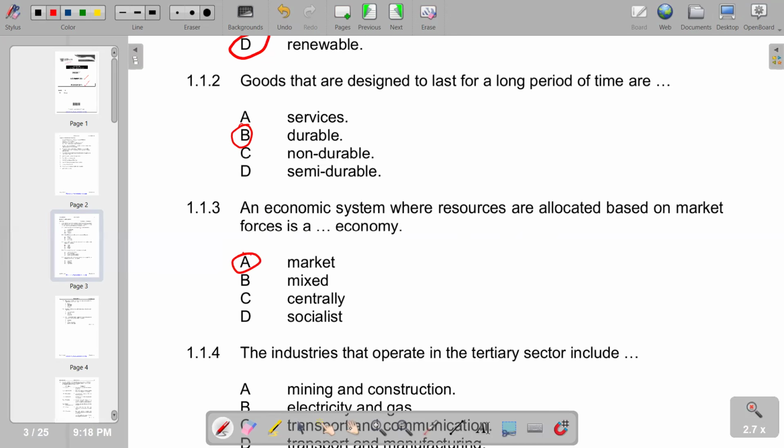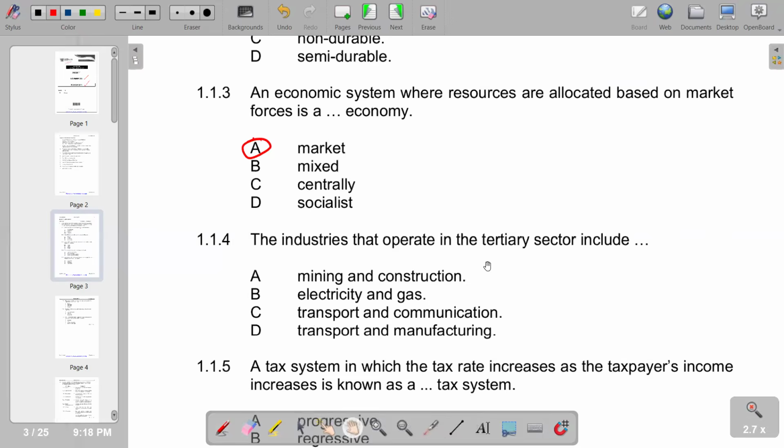Then number four, the industries that operate in the tertiary sector include. So we know that the tertiary sector provides services rather than producing tangible goods. So the tertiary sector, we can also call it the service sector. It also means the same thing. So with what we are given there, you see that the transport and communication is the most appropriate, which you have C, representing the tertiary sector. So we have C.